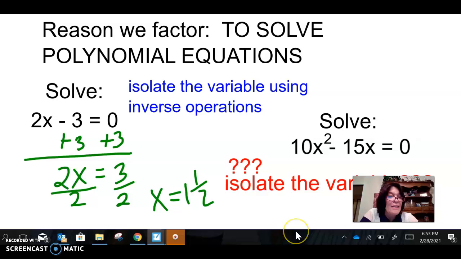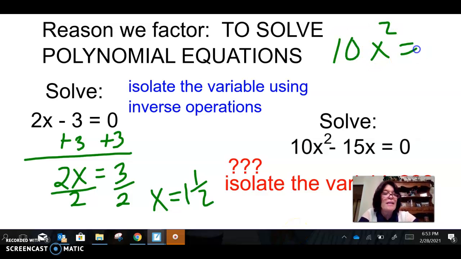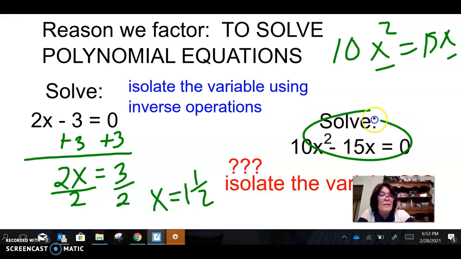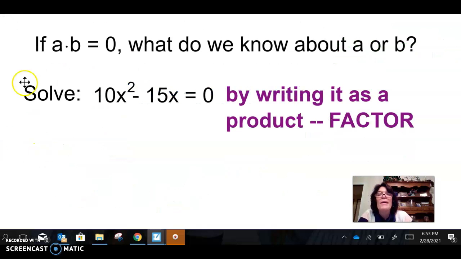Here, I can't isolate the variable. What am I going to do? Add 15x to the other side? I now have an x over here and an x over there. I need the x by itself in one spot. Since we can't use what we learned in Algebra 1 to solve by isolating the variable, what we have to do is factor. Write it as a product.